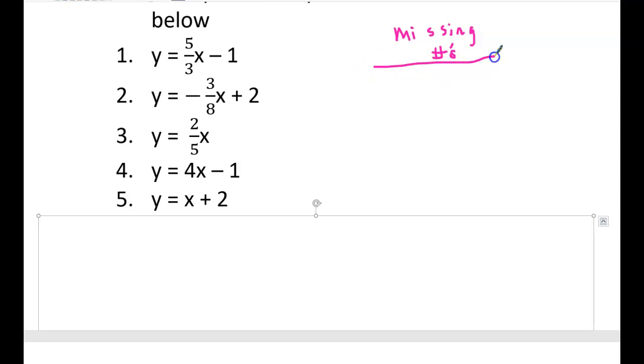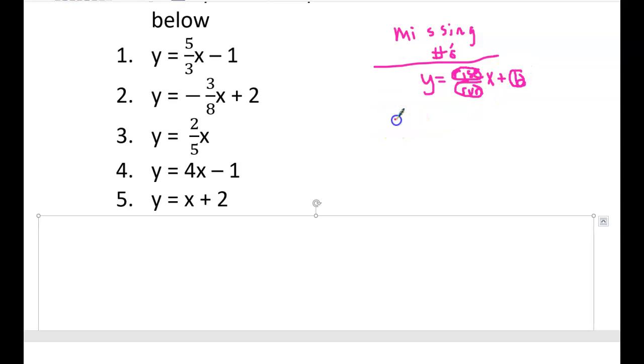So as you guys know, when you're trying to graph an equation of the form y equals mx plus b, you have 3 numbers. You have a rise, you have a run, and then you have a y-intercept. So we have 3 numbers that we care about, a rise, a run, and a y-intercept.